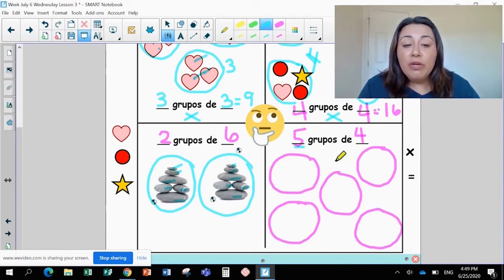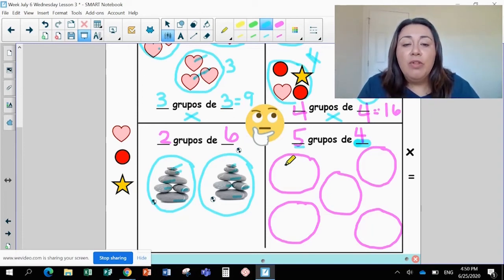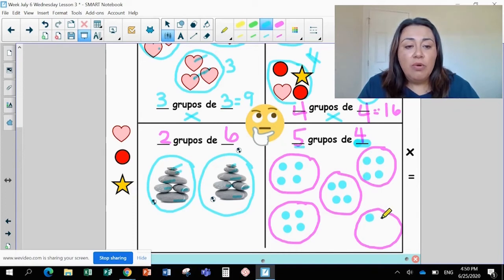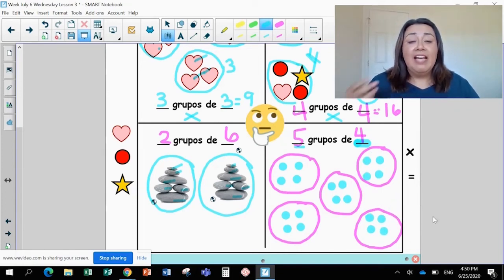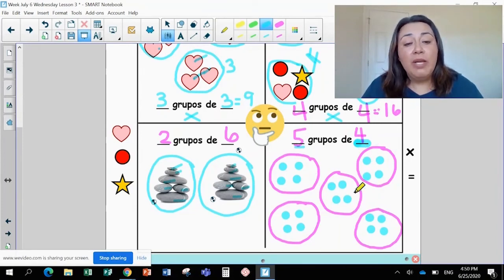1, 2, 3, 4, 5. Ahora lo único que necesito hacer es dentro de cada uno poner 4 objetos. Podría usar corazones, círculos, estrellitas, pero si estoy haciendo trabajo en clase y no tengo tiempo de estar dibujando corazoncitos, lo que puedo hacer es simplemente usar puntos. Vamos a hacer 4 en cada grupo. 1, 2, 3, 4. Muy bien, así es una manera rápida y eficaz de hacer un dibujo de grupos iguales o conjuntos de 5 grupos con 4 objetos en cada uno.